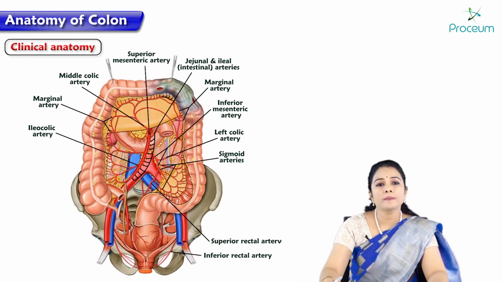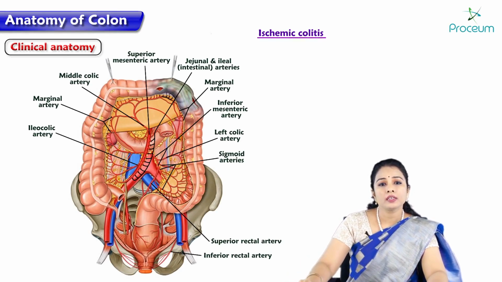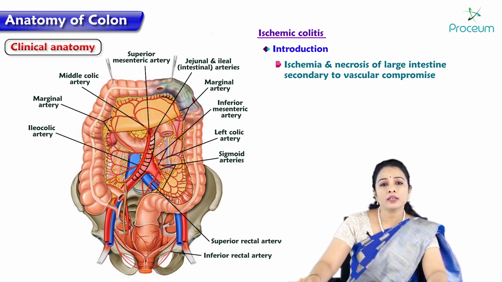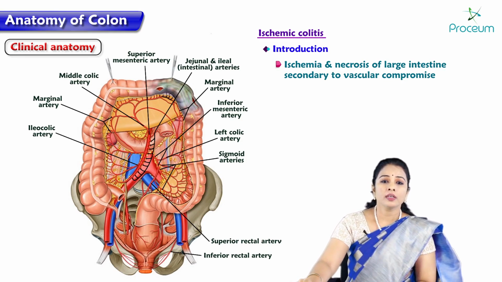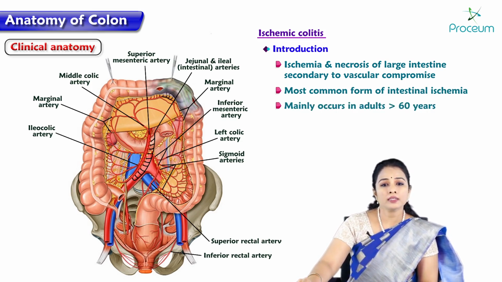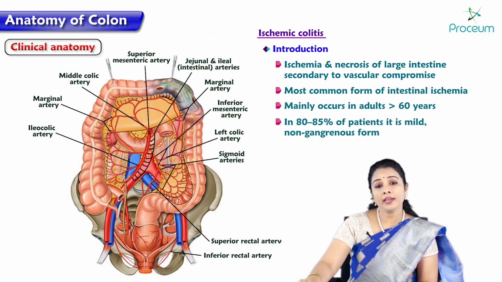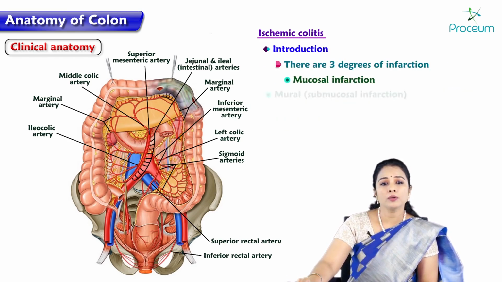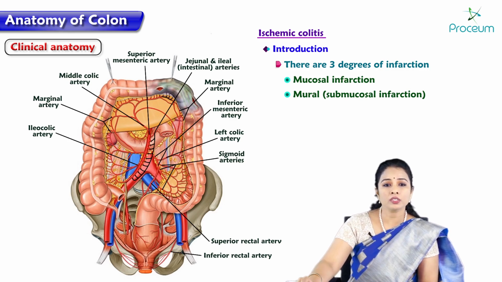Clinical correlations. Ischemic colitis. Ischemic colitis is ischemia and necrosis of the large intestine secondary to vascular compromise. It is the most common form of intestinal ischemia and mainly occurs in adults above 60 years old. In 80 to 85% of patients, it is a mild non-gangrenous form. There are 3 degrees of infarction: mucosal infarction, mural, that is submucosal infarction, and transmural infarction.